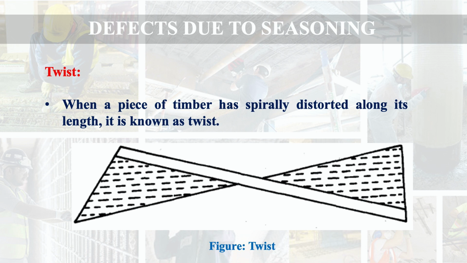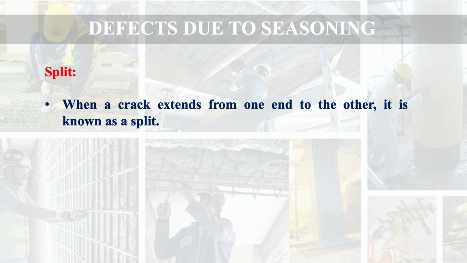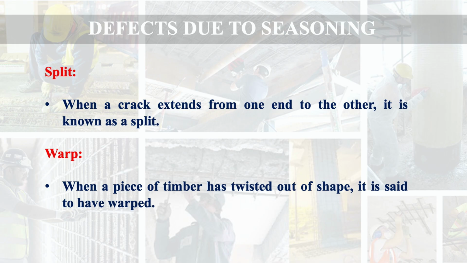Then another defect is split. When a crack extends from one end to the other end, it is known as split. The next defect is warp. When a piece of timber has twisted out of shape, it is said to have warped.